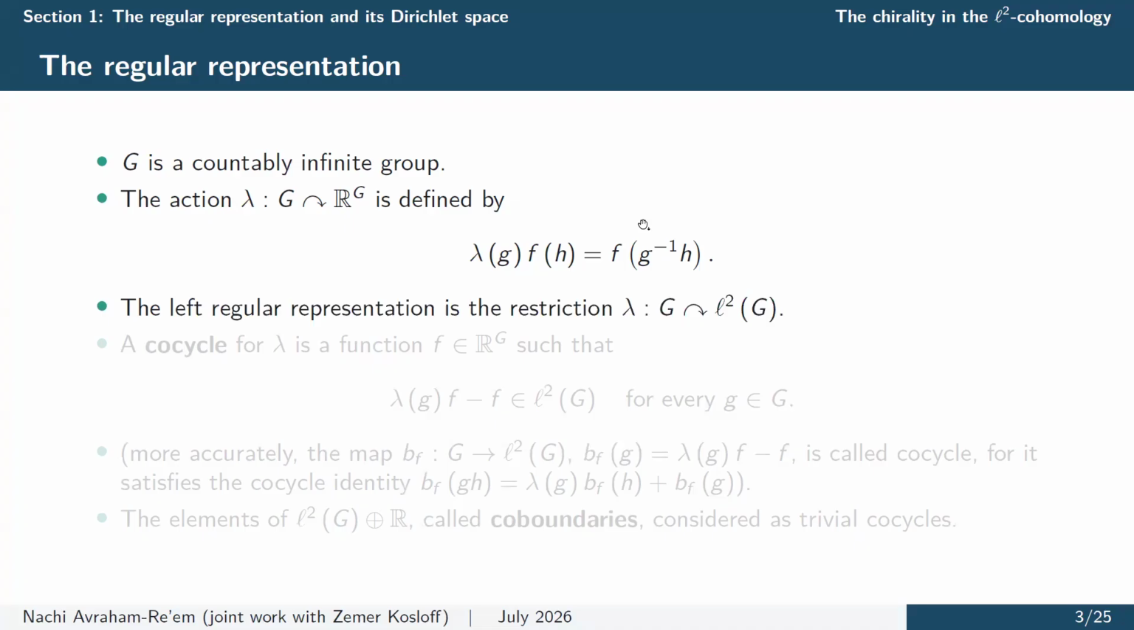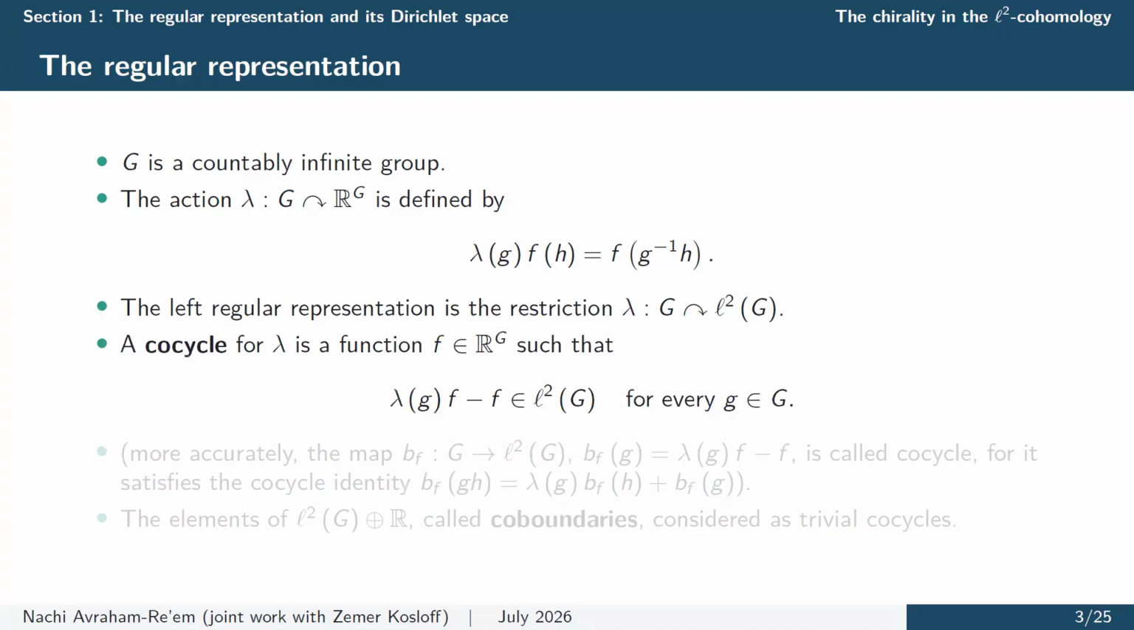Now, the left regular representation of G, which I will also abbreviate by lambda, is a restriction of this action to the subspace of R to the G which is just L2, those functions from G to R which are square summable. So when we look at the norm of this space, of course this action can be seen to preserve the norm. It's a unitary representation, and this is the so-called left regular representation.